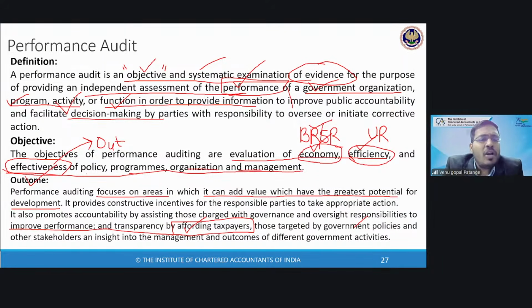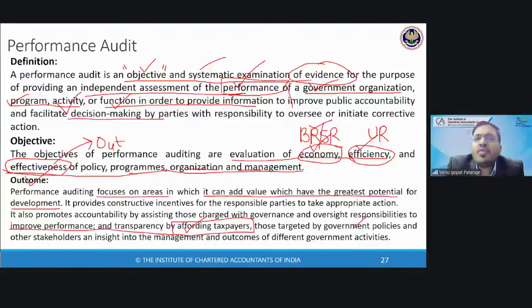With this example, you got clarity. What is economy, what is efficiency, what is effectiveness? Can anyone repeat this example? Try. Yeah. So you understood the difference between economy, efficiency, and effectiveness. So we will go into details. You want more examples?